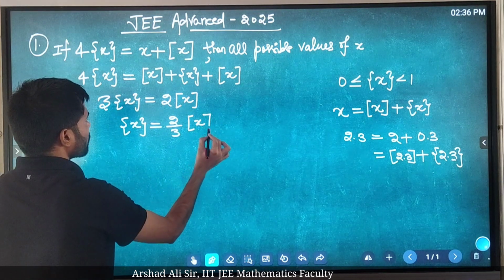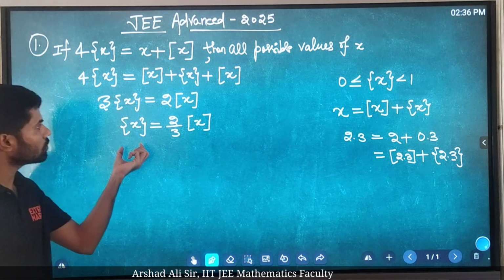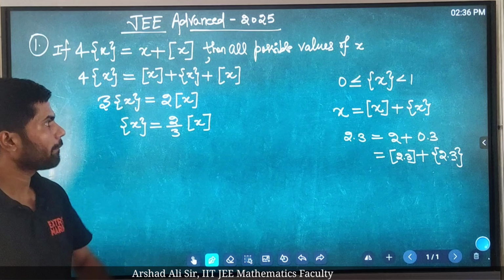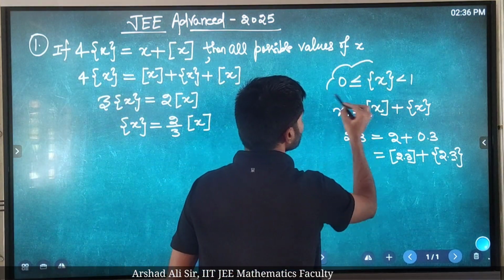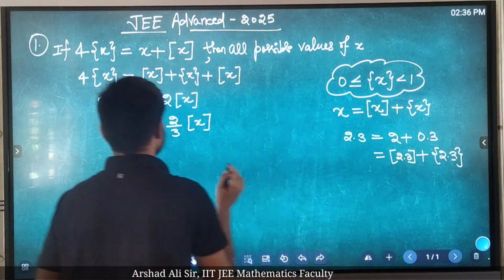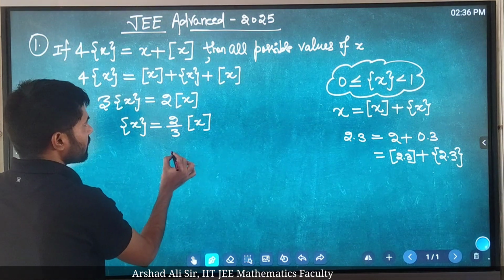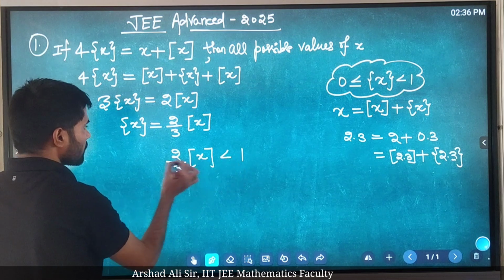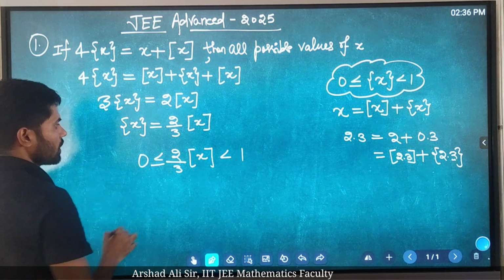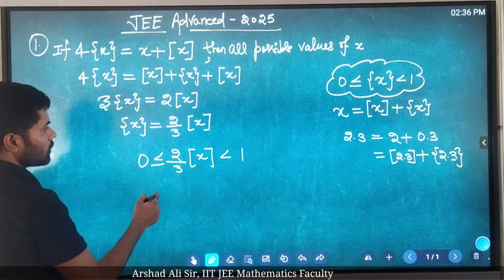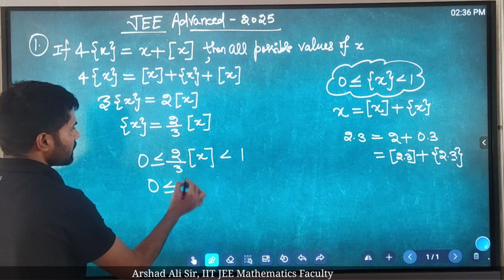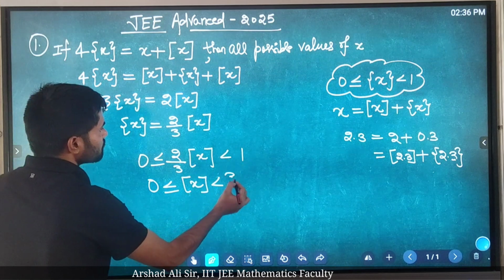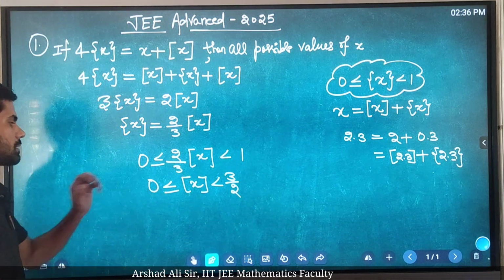Here we are finding the value of the fractional part function of x in terms of the greatest integer of x. Why? Because we know this is the range for the fractional part function. So we can write 2 by 3 times the greatest integer of x less than 1 and greater than or equal to 0. Now multiply by 3 and divide by 2, so it will be 0 less than or equal to greatest integer of x and less than 3 by 2. So dear student, we got this answer.